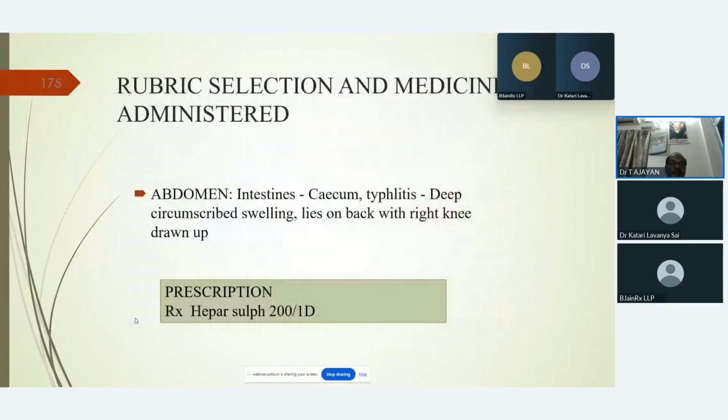Look here, the only one medicine, the beauty of our repertory: chapter abdomen, intestine, cecum, then typhlitis, which is another name for appendicitis, deep circumscribed swelling, lies on back with the right knee drawn up. Look here, it's the language of the patient. This is the finding. The classical patient presentation we see in our case is seen in our materia medica and in our repertory. Cecum, typhlitis, deep circumscribed swelling, lies on back with the right knee drawn up.